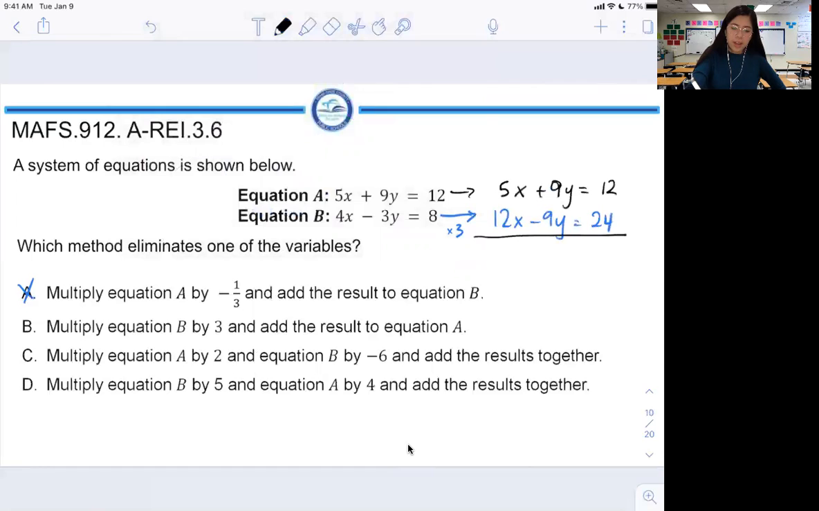And take a look at that. That definitely cancels because I have a positive 9 and then I have a negative 9. So these cancel out. And then when you add, you end up with 17x equals 36. So this is correct. If you tried the other two, you would see that they would never be able to cancel out. You can try it out and it would not work out. B is the only one that gives you opposites.